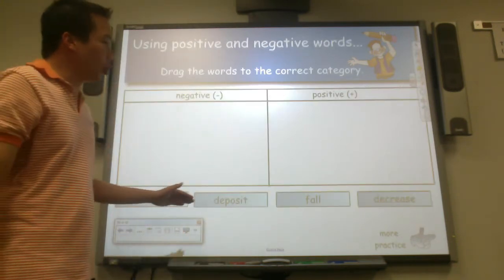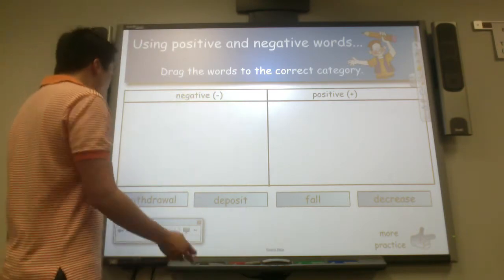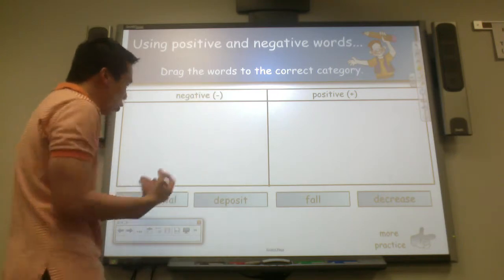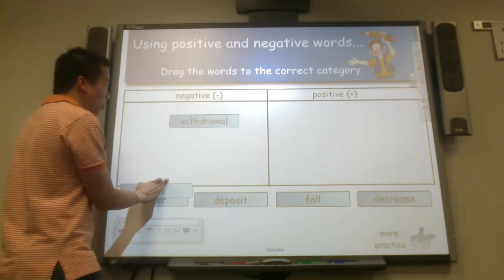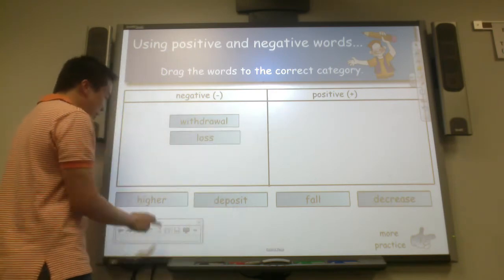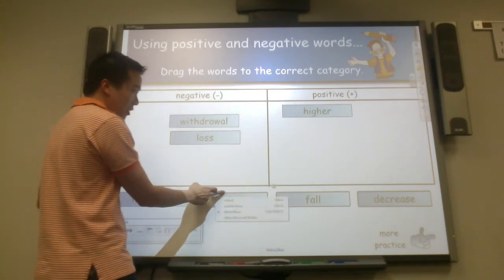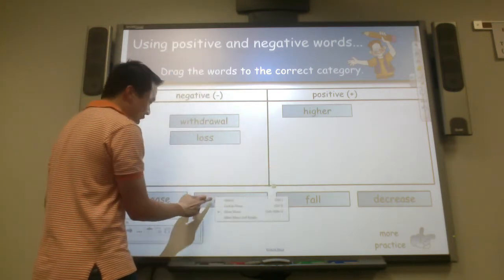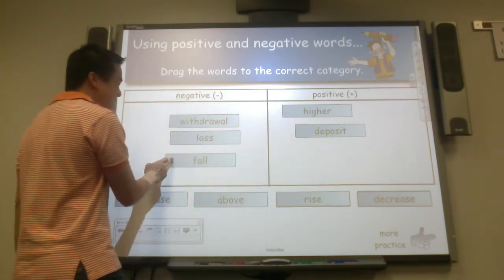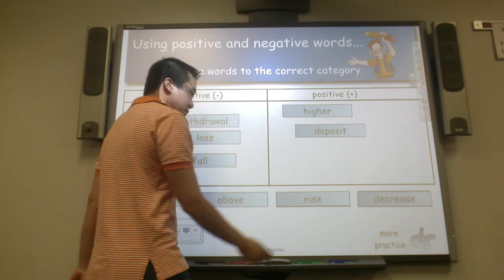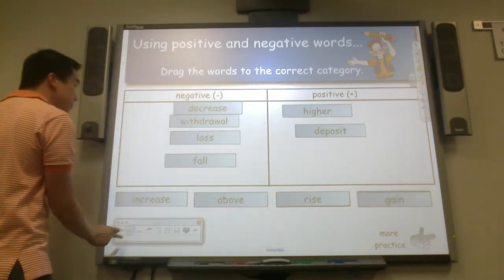So which of these words or real life situations are negative or positive? When you go to a bank and you withdraw and take money away, it's negative. A loss, a football loss, loss of points, negative. Something goes higher, positive. Deposit, a good thing, that you can put more money into your checking or savings account. A fall, the stock market falls, negative. Decrease means down, so it's negative.